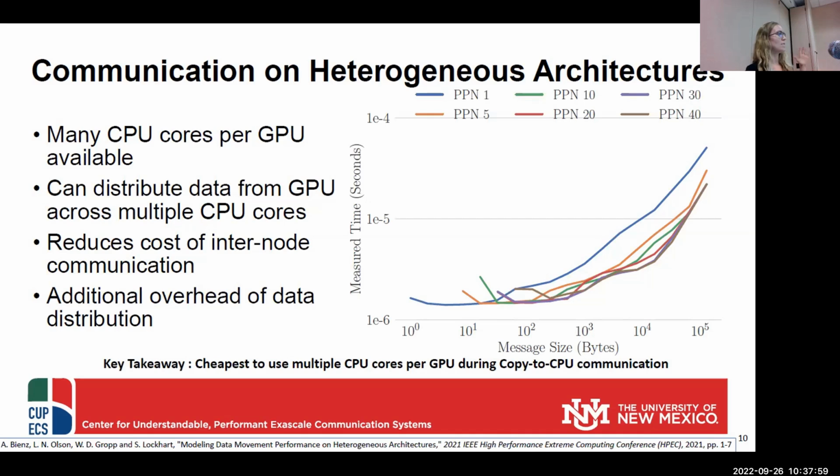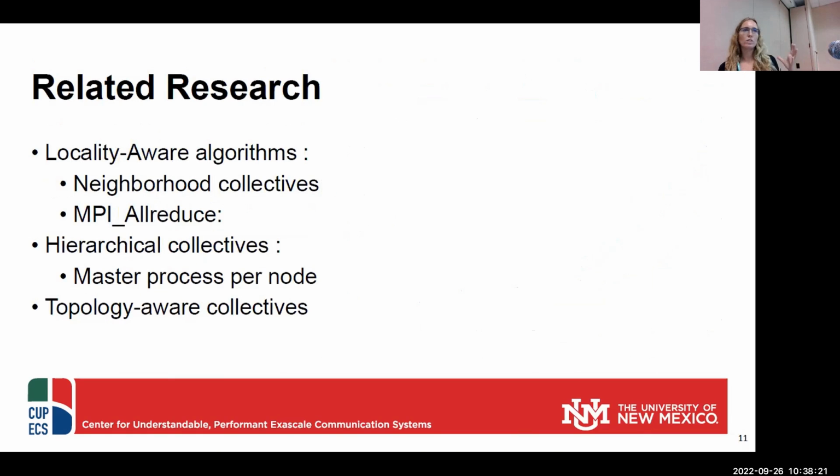And this is the same plot that I showed before, sending a certain message or messages of various sizes between nodes. The blue line is if we only use one process, and then you can see it gets cheaper as we add more processes, each sending a portion of the data. So we do still want to use all of the CPU cores per node, or at least most of them. Okay, so we're going to look at optimizing between CPUs, between nodes, using most or all of the CPU cores per node.